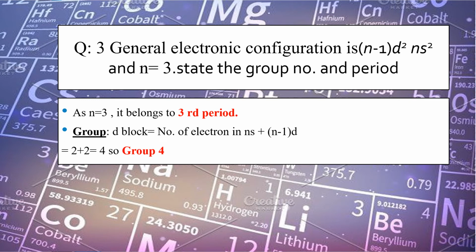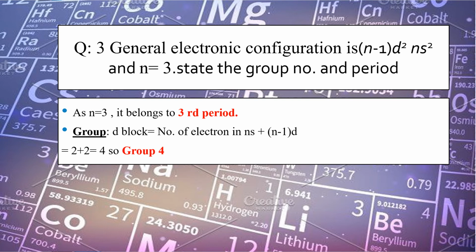Now question number 3. The general electronic configuration is given as (n minus 1) d2 ns2 and n is equal to 3. State the group number and the period. As n is equal to 3, it belongs to the third period.